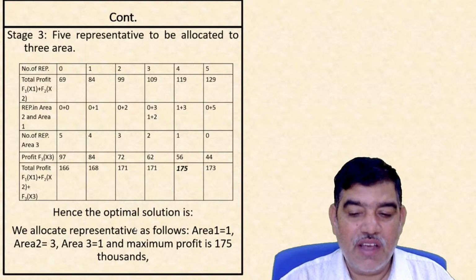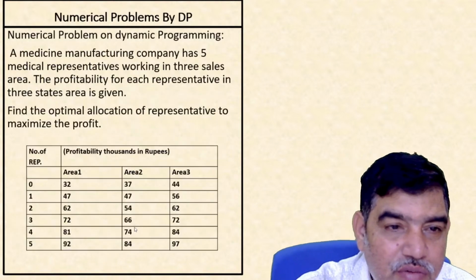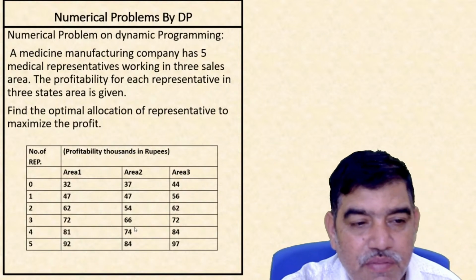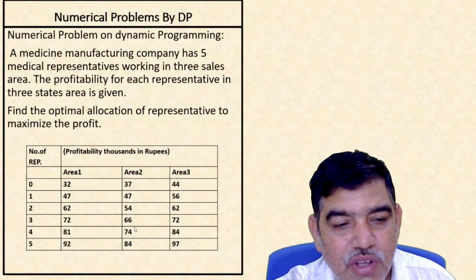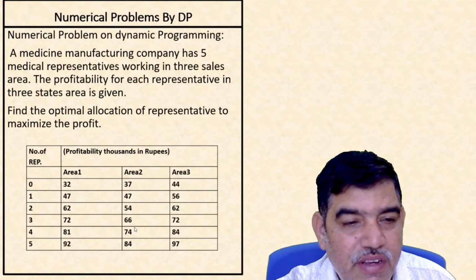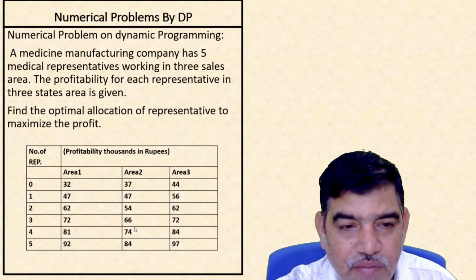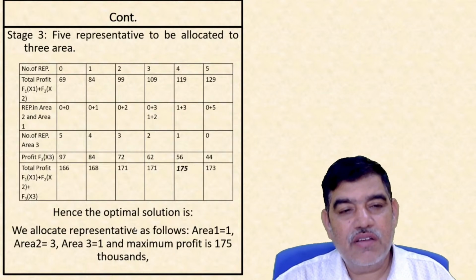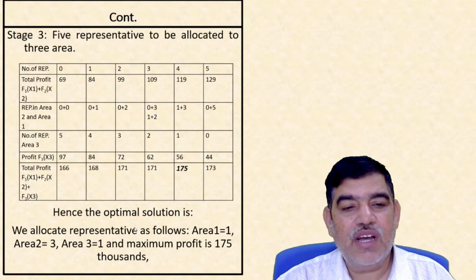Then what are the profits? As from the question, we know that for 0 representatives, the profit is 44. For 1 representative, the profit is 56. For 2 representatives, the profit is 62. For 3 representatives, the profit is 72. For 4 representatives, the profit is 84. The profit is 97 when the number of representatives is 5. Then taking this data, I am putting it here. Number of representatives in area 3: 5, 4, 3, 2, 1, 0, and the profits are 97, 84, 72, 62, 56, 44.